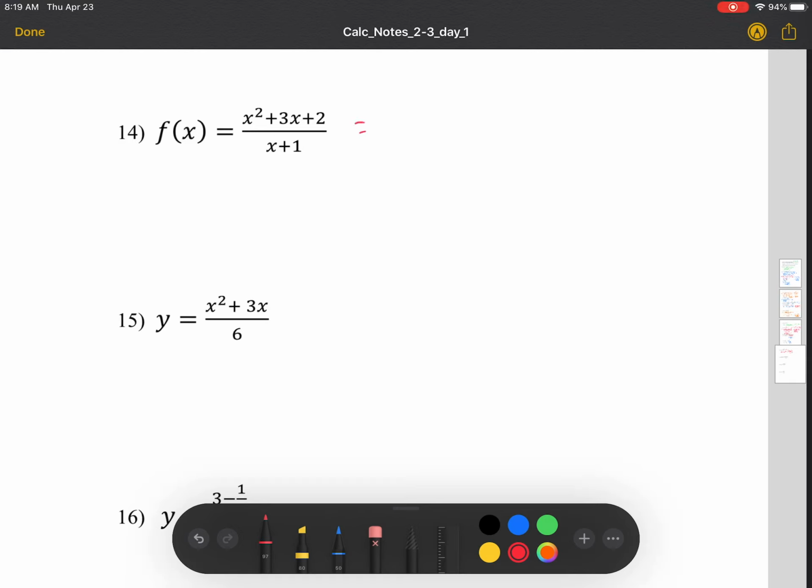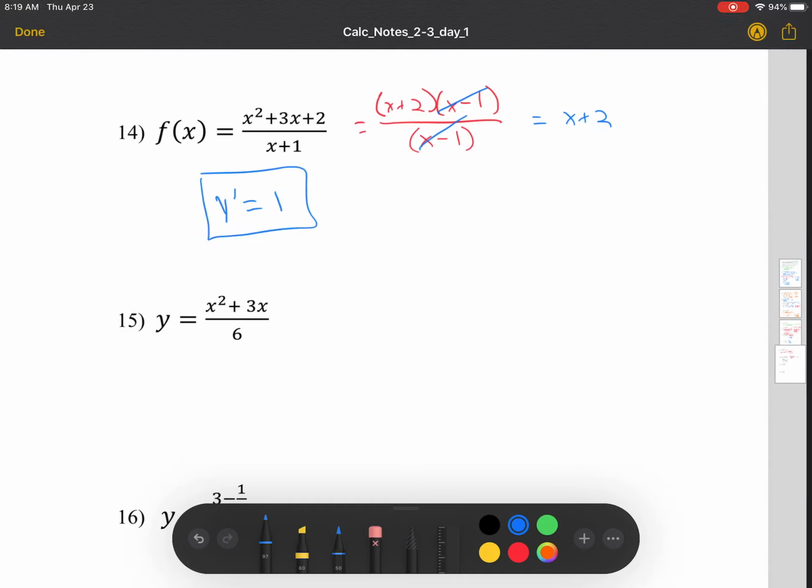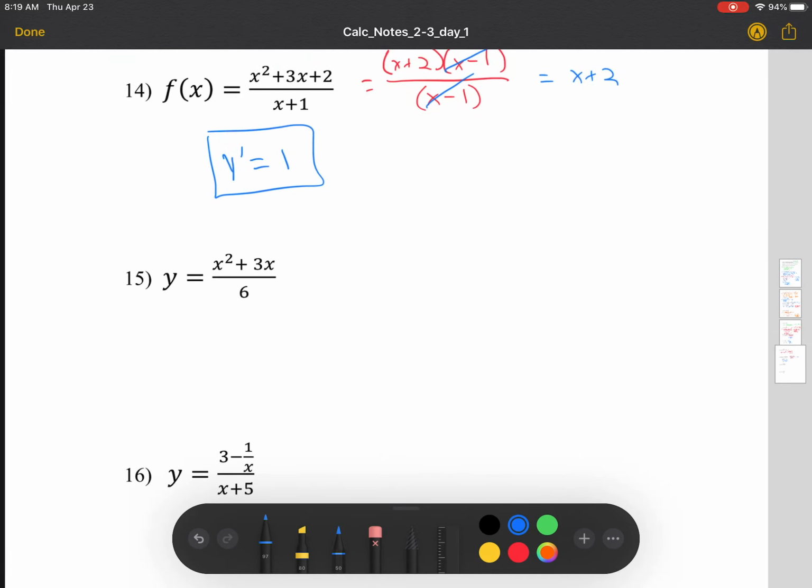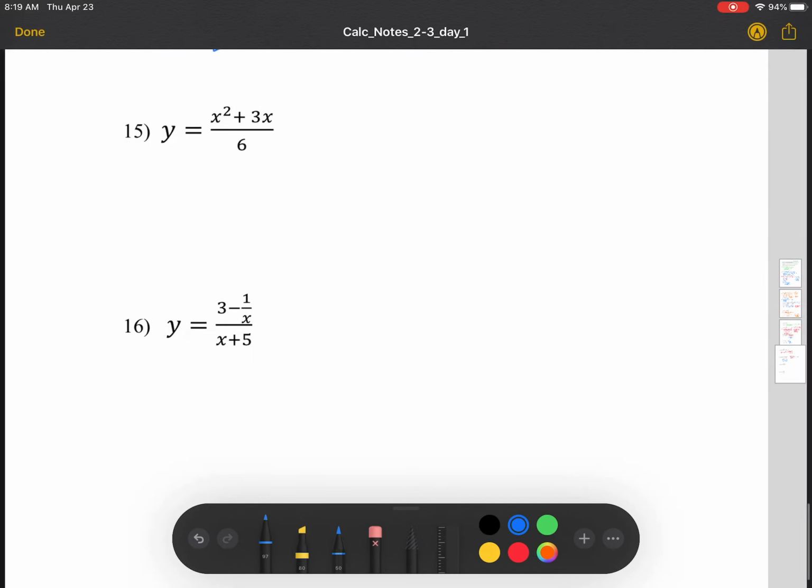Moving on to 14. What I did was I factored the top, and when you factor the top, you get x plus 2 times x minus 1, and we have x minus 1 on the bottom. Look at that. Cancel them out. You get x plus 2. When you take the derivative of x plus 2, your y prime equals 1. Okay, easy one. Think about ways you can cancel out huge parts and get to places quicker, okay?